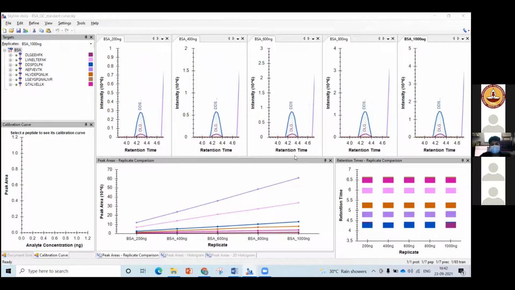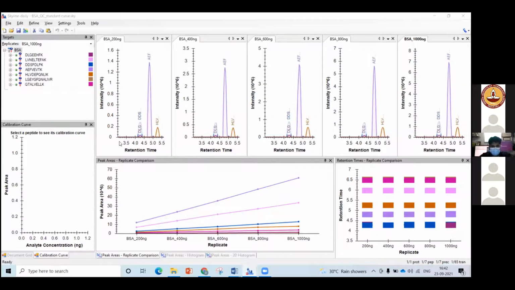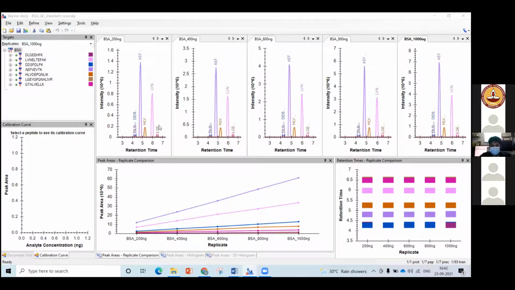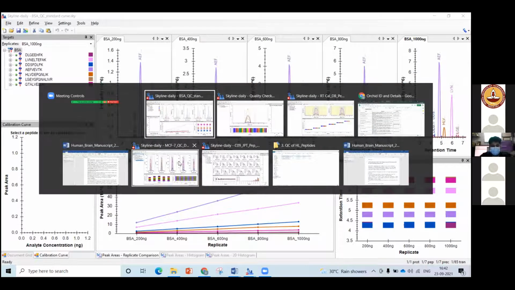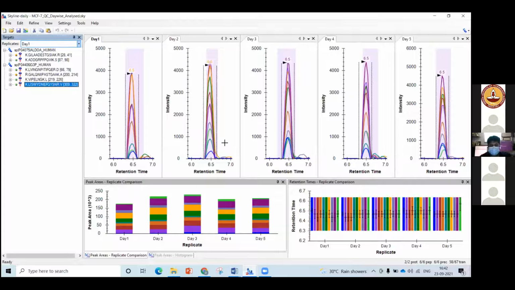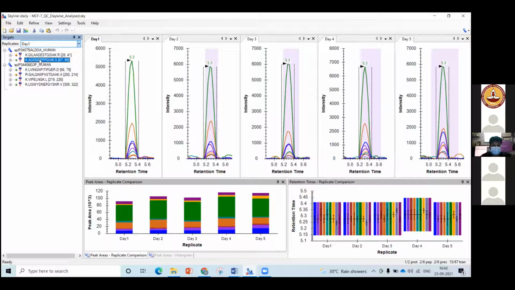So now, just looking at these things, we can understand that the quantification for each of the peptides is very sensitive, and the instruments are giving very sensitive data. Now the next thing is that the kind of experiments we do generally take 3 to 4 days. So for that, we make sure that from day 1 to day 5, whatever samples we are running, we also run some QC samples.